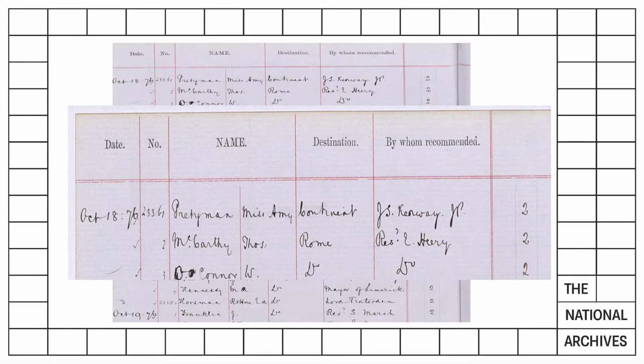And then there's a column for who recommended the applications. It's much similar to the column on the application we get today when you have to have your photograph verified by somebody. And then finally, there's an indication of how much the passport cost. So in these days, in 1876, the cost was 2 shillings.